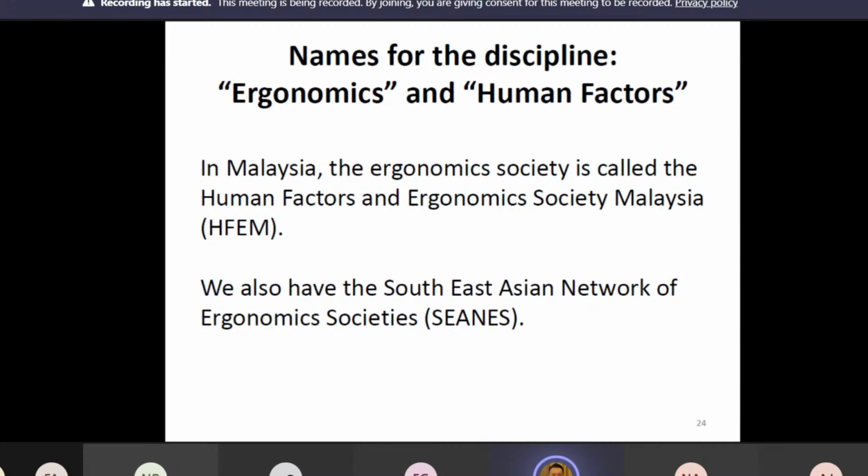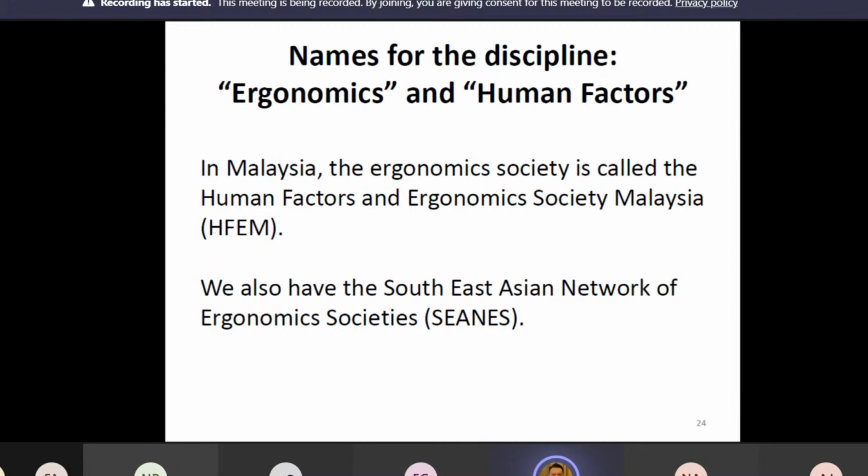So basically, every country in the world has their own ergonomics organization or ergonomics society, and all these societies are governed under the IEA, the International Ergonomics Association. Here in Malaysia we do have this. Why do we need this network? Why do we need this organization?